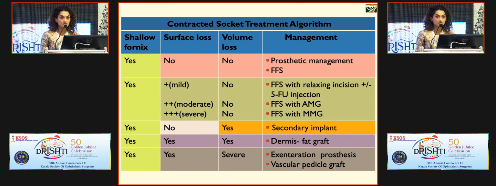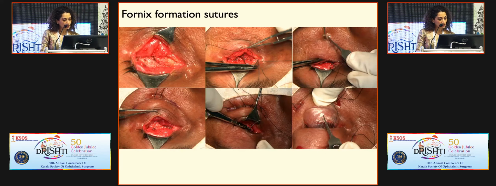If the surface loss is really bad, but there is volume, it's just the MMG or AMG that you have to think of. Volume and surface, then dermis fat graft. And well, we do have other options like exenteration prosthesis. Now, fornix formation suture, never compromise on this. Just don't think that you'll put a good AMG or DFG or MMG and then put a conformer and it's going to work. It's not going to work, all right? You have to fix the fornix.